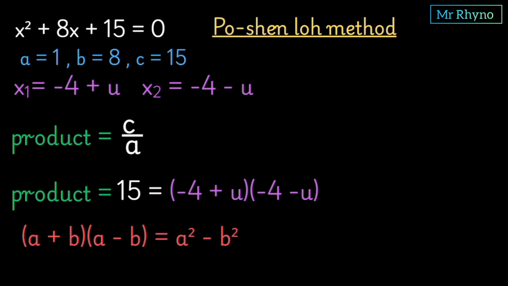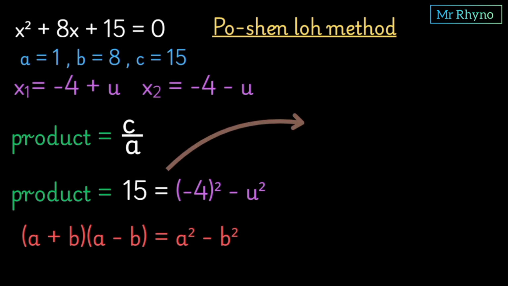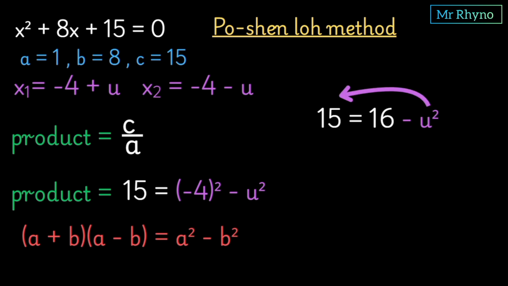So we shall have negative 4 plus u and negative 4 minus u being equal to negative 4 in bracket squared minus u squared. And negative 4 squared, that is basically 16. The next, we shall take minus u squared to the left and 15 to the right. So we shall have u squared being equal to 16 minus 15, and that gives us 1. We need the value of u, so we take square root on both sides and we get u as 1. Remember here, the value of u is always positive.